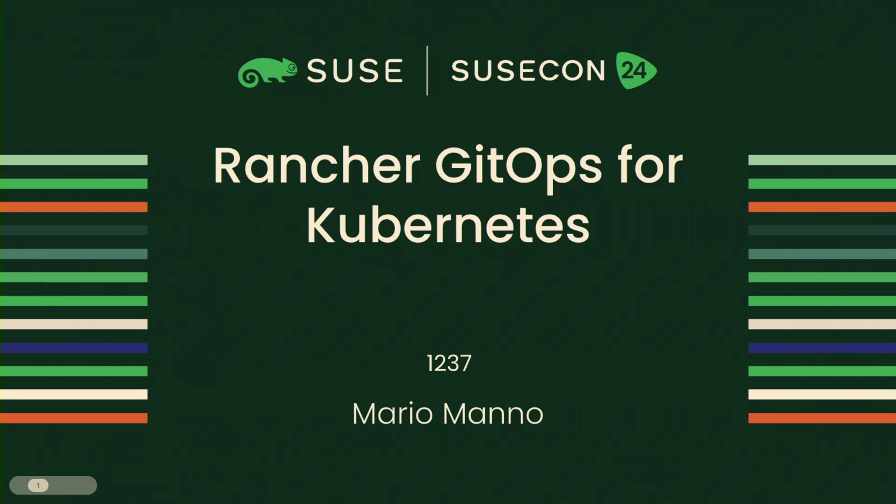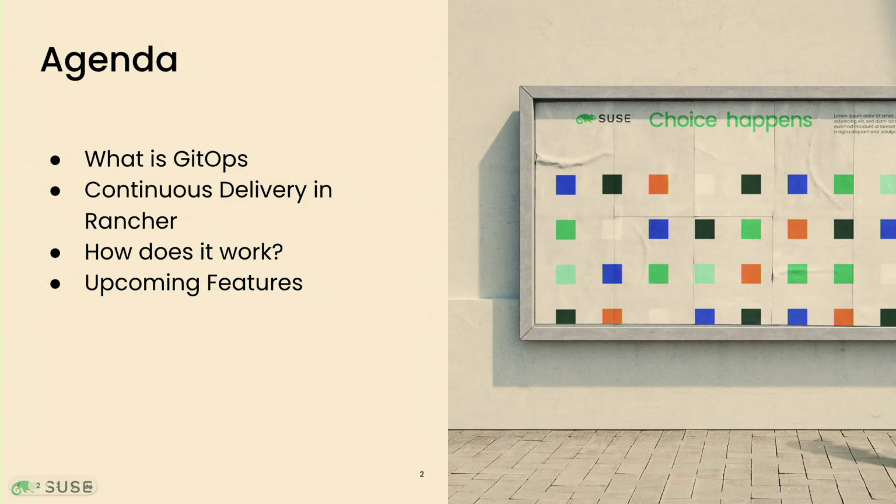So welcome to Rancher GitOps on Kubernetes. I'm Mario Mano, tech lead of the Fleet team at SUSE. And I'm going to talk a little bit about GitOps and continuous delivery in Rancher, how we made it work in Fleet, and some upcoming features.